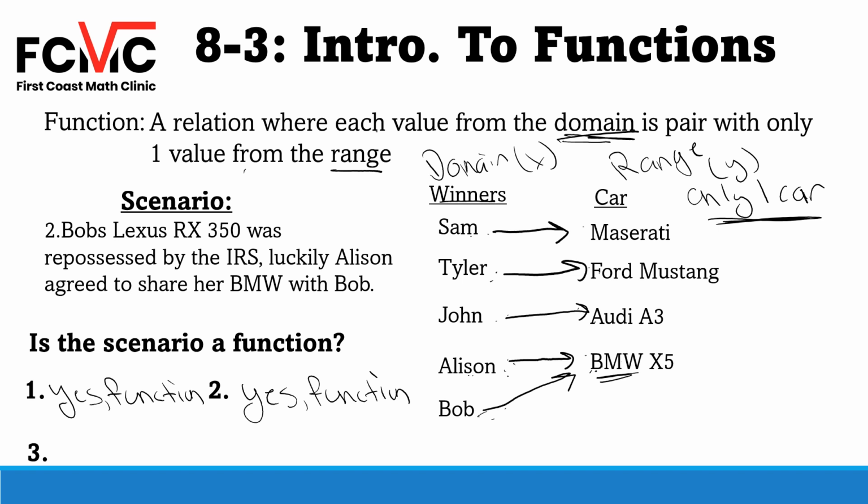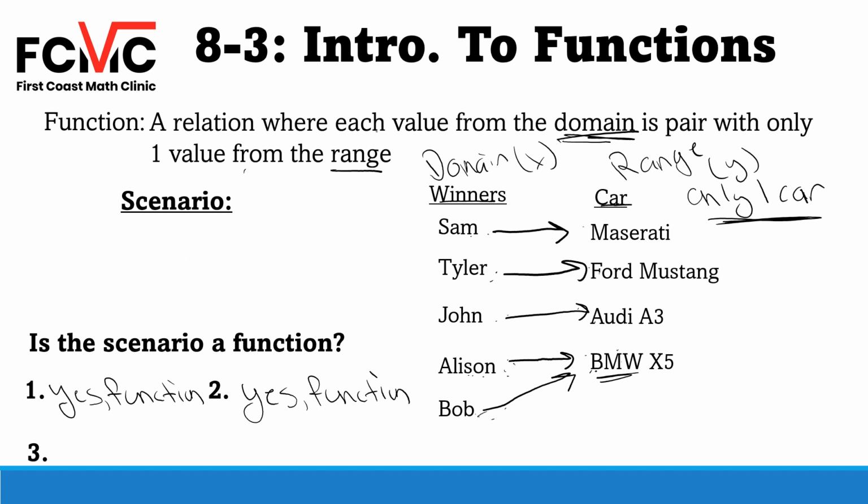Even though Allison and Bob are sharing that car, this is still going to be a function because each value in our domain, the winners, is still paired with only one value in our range, the cars. All right, let's look at our third scenario.